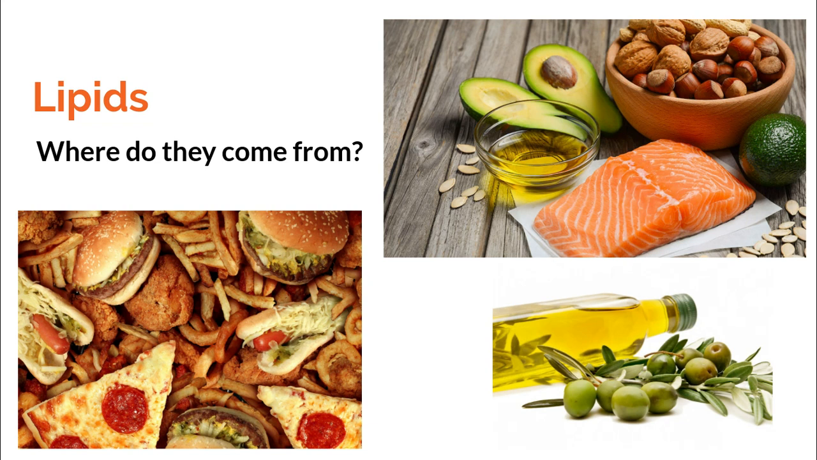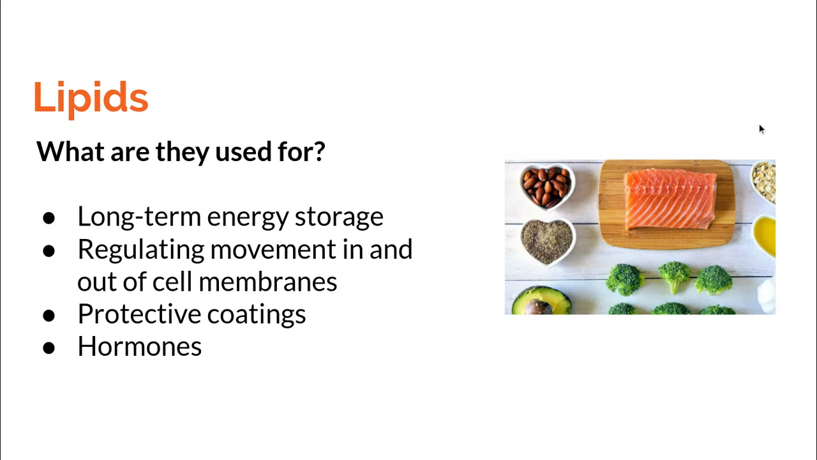So we're going to talk about the difference between these two types of fats and other ways that the body uses lipids. So what are they used for? Lipids, in and of themselves, their main role is long-term energy storage. Whereas carbohydrates can give us those quicker bursts of energy, once we burn up the carbohydrates in our body, that's when we start to burn the lipids that are again stored in our body to provide that more long-term energy storage. So lipids are also used to help regulate the movement of molecules in and out of cell membranes.